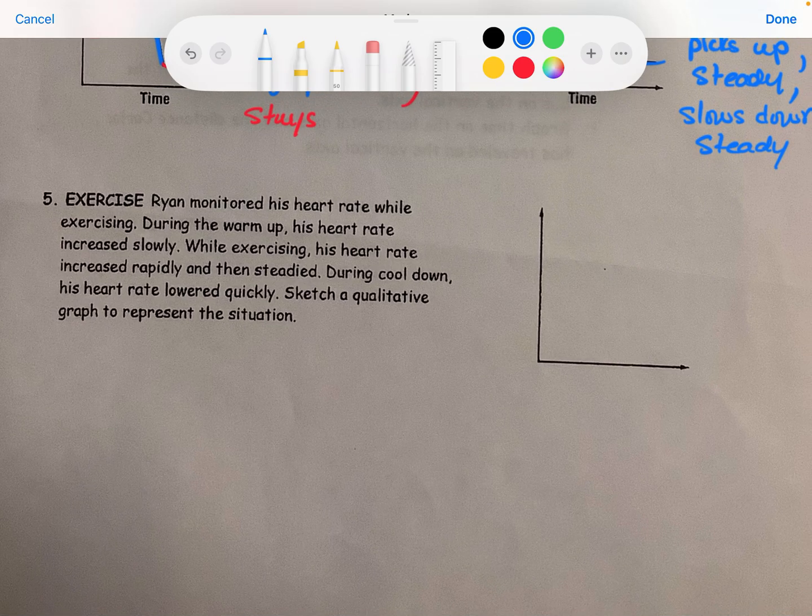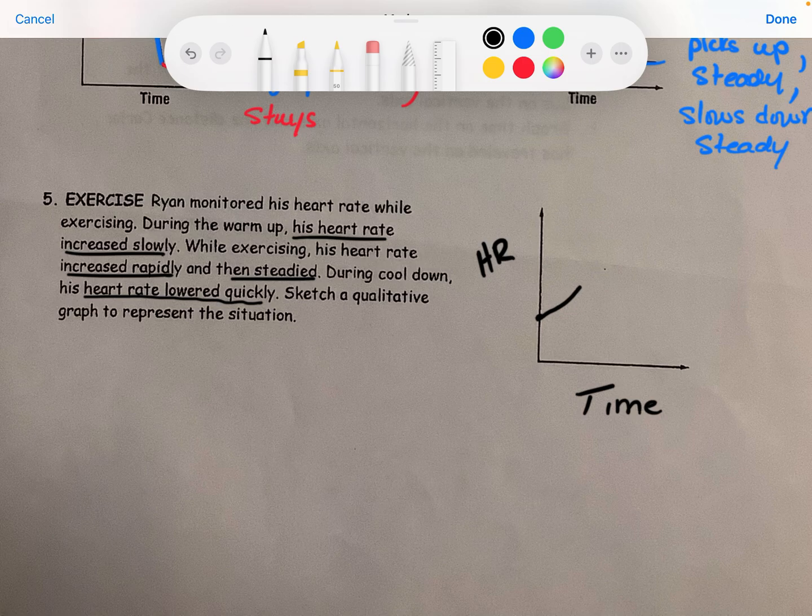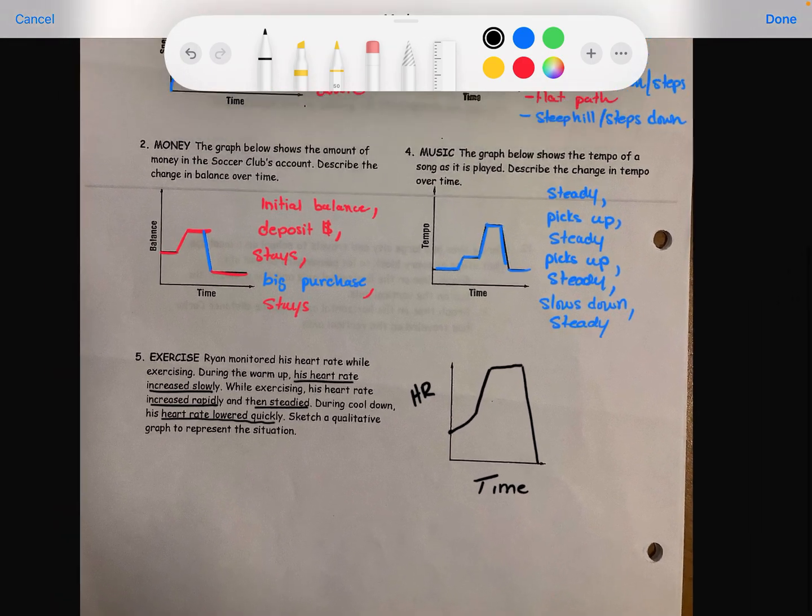Exercise. Ryan monitored his heart rate while exercising. During the warm-up, his heart rate increased slowly. While exercising, his heart rate increased rapidly and then steadied. During cool down, his heart rate lowered quickly. Sketch a qualitative graph to represent. So we're going to have time and heart rate. So his heart rate isn't at 0 where he's dead, so it starts up a little bit, right? It increases slowly. Then it increases quickly, stays steady, drops quickly. There you go.